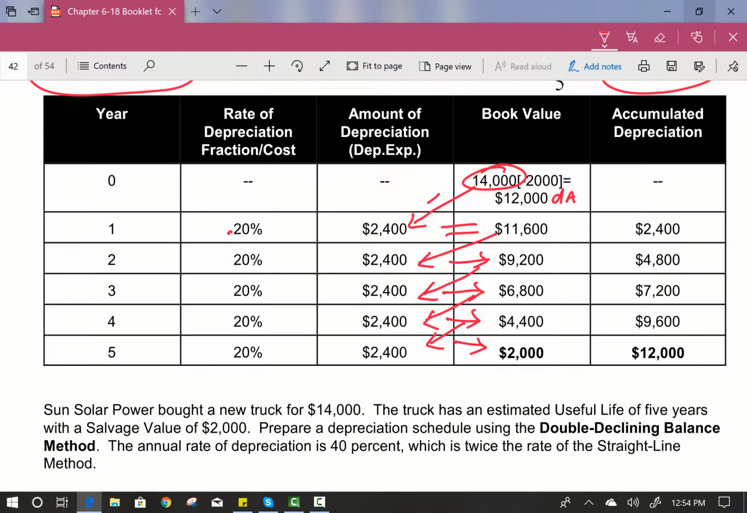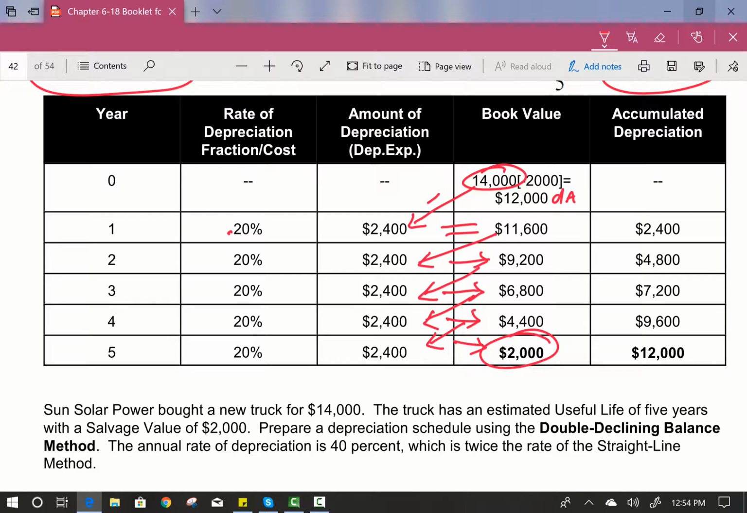What I want you to recognize right here is that the book value in the last year will never, ever go below the residual value of $2,000. It will never go below the salvage value of $2,000.